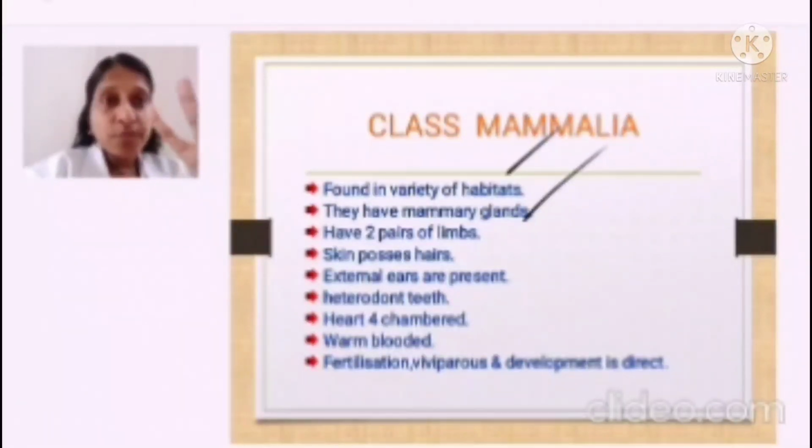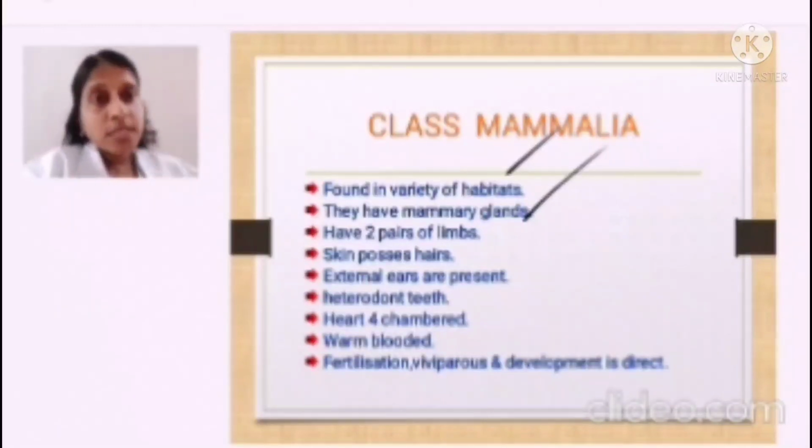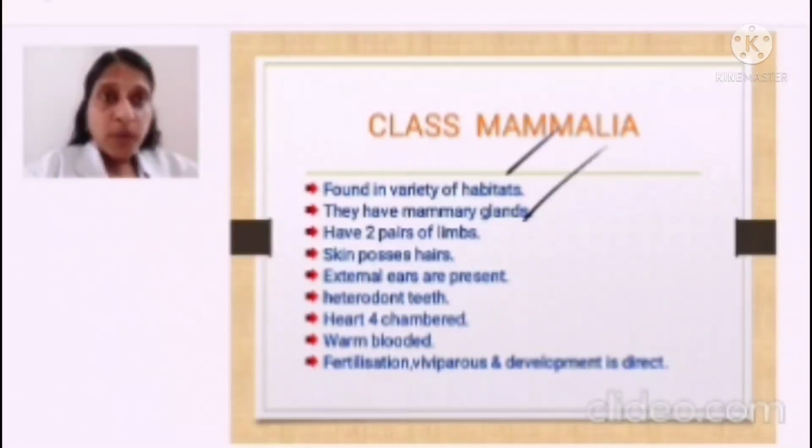They have two pairs of limbs, one is the forelimb and another one is the hind limb. Skin has hairs, hairy. We also have hairs, isn't it? External ears are present, ears are visible. You can find the ears. And heterodont teeth means teeth are different, it's not similar. Homodont, heterodont.